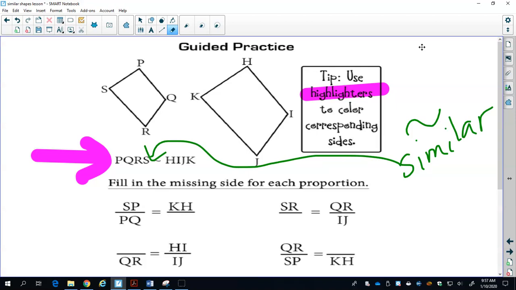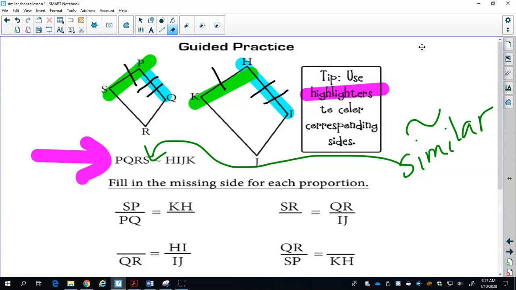So now I'm just going to figure out my corresponding sides. So SP, I'm going to start with one color. I'm going to use green for SP. SP corresponds with KH. PQ corresponds to what? HI. See that? So what I'm going to also do is use my dashes. So I know that SP goes with KH. And then I'm going to use 2 dashes for PQ corresponding to HI.